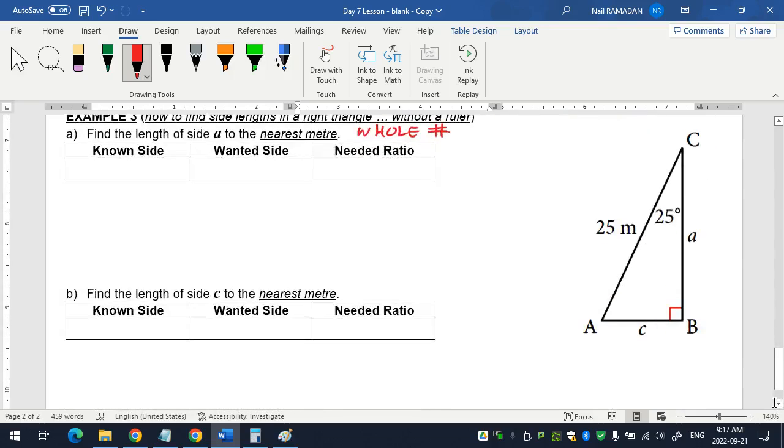Which angle is given to you aside from the 90 degrees? The 90 degrees is not just given. It has to be there. Which other angle is given to you? 25 degrees. Where is it? Is it the C, the B, or the A? Great. Go ahead. Circle the C. Where is my hypotenuse?